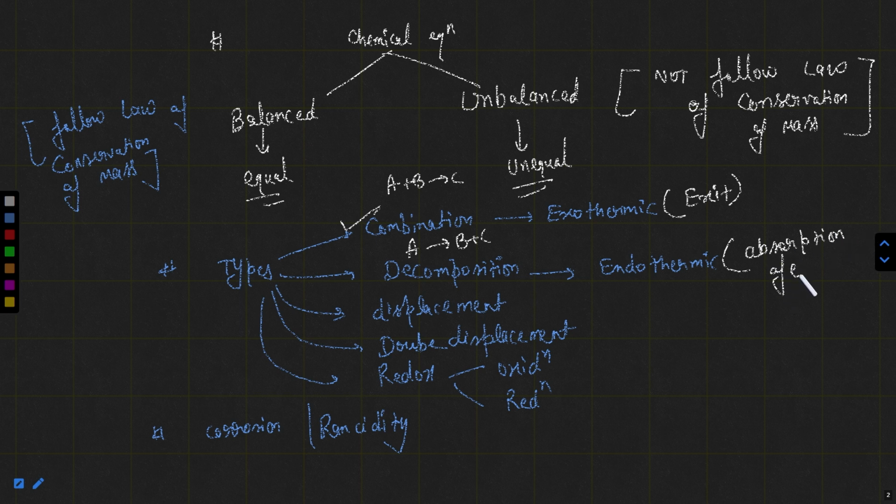Displacement reaction: according to the activity series, there is a reactivity series in which elements are arranged according to their reactivity. From top to bottom reactivity decreases, and the most reactive is potassium, and after that you go down to platinum. So this is the reactivity series. In a displacement reaction, a more reactive element will displace the less reactive element from its salt solution or compounds. They can be acid base reactions, like that.